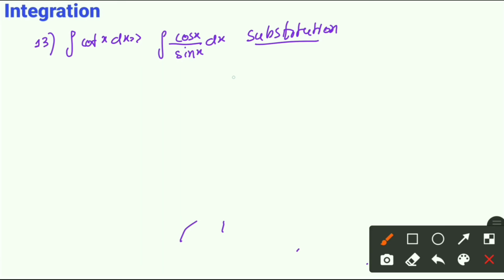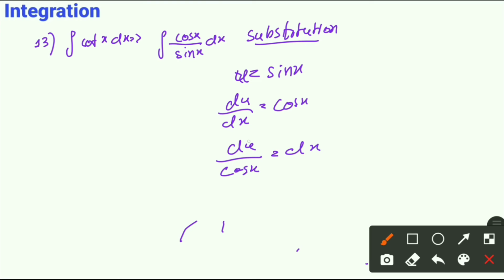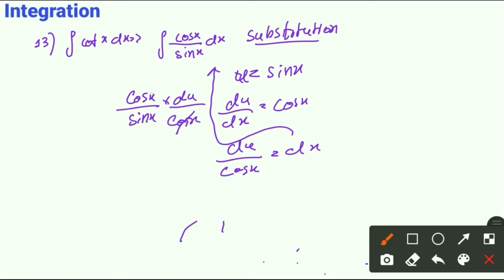Okay, so I'm just doing the substitution. u is equal to sin x. Then doing the differentiation, du upon dx is equal to cos x, since sine is differentiated to cos x. Now I've found the subject dx. Substituting this in here, I get cos x upon sin x multiplied by du upon cos x. Cos x is cancelled out, leaving 1 upon sin x multiplied by du.